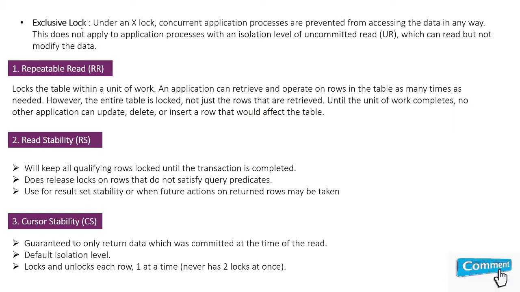And there is a third lock, the exclusive lock. Under an X lock, concurrent application processes are prevented from accessing the data in any way. Like there are one user, two users, three users. At one time only one user can access the table, and at the second time only the second user can access the table. So this is the exclusive lock, but it doesn't apply to an application process with an isolation level of uncommitted read, which can read but not modify the data.